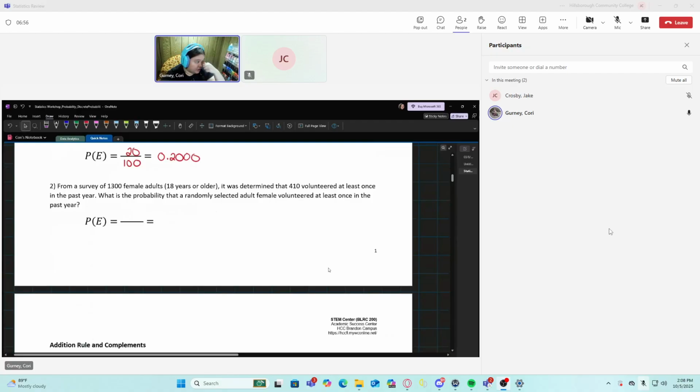From a survey of 1,300 female adults 18 years or older, it was determined that 410 volunteered at least once in the past year. What is the probability that a randomly selected adult female volunteered at least once in the past year? So we just take 410 divided by 1,300, and we get 0.3154. And that's it.